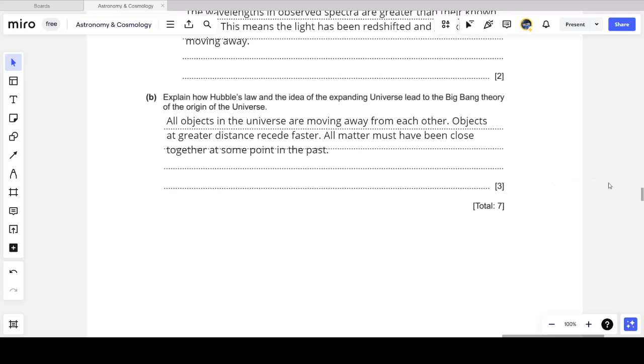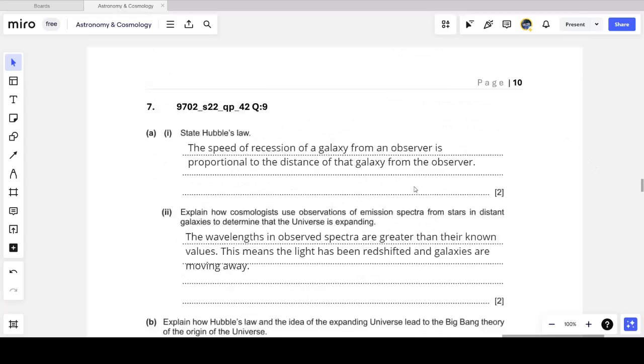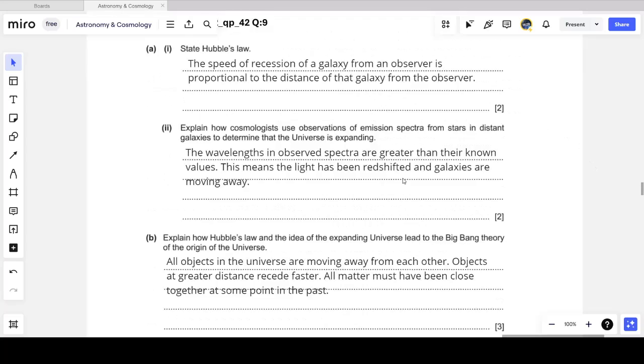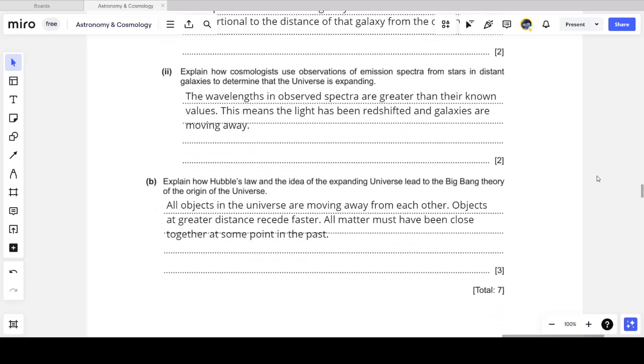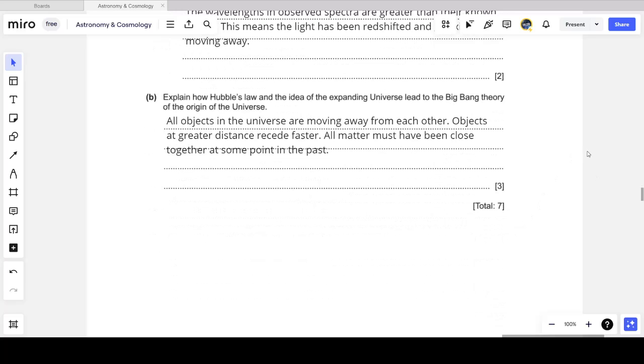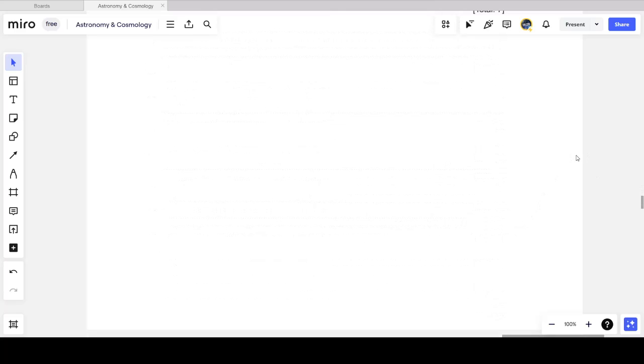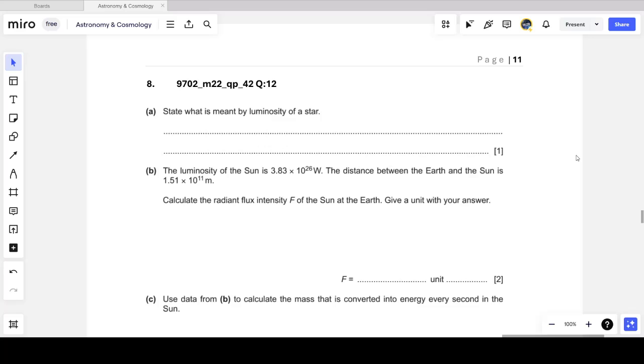So all objects in the universe are moving away from each other. Objects at a greater distance recede faster, and all matter must therefore have been close together at some point in the past. So this question was completely theoretical, which means you really needed to understand things like Hubble's law, the expansion of the universe, emission spectra, and how they tell us that the universe is expanding because of redshift, and so on. That was 7 marks, which is still a significant amount for a question.